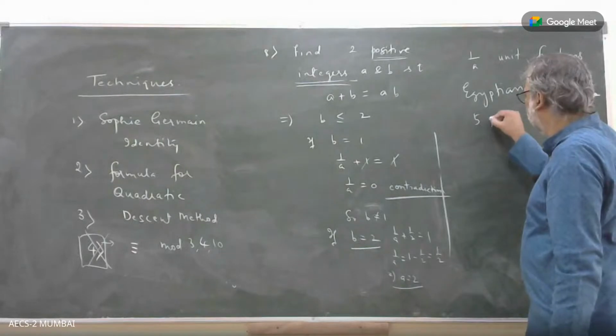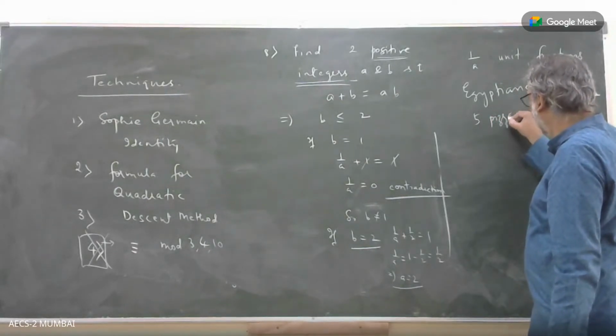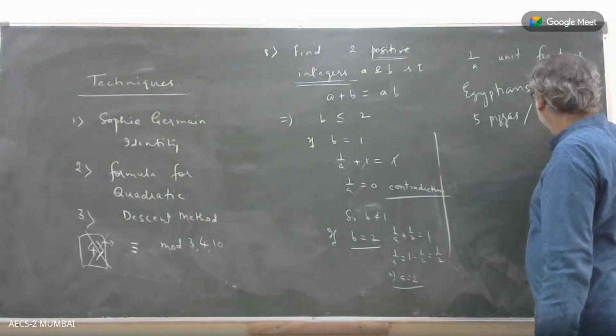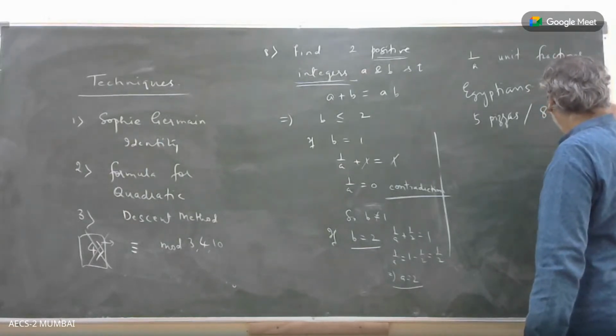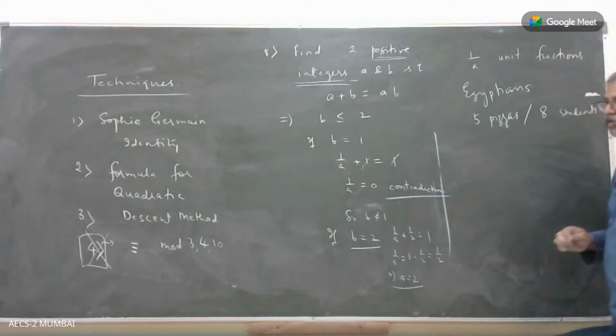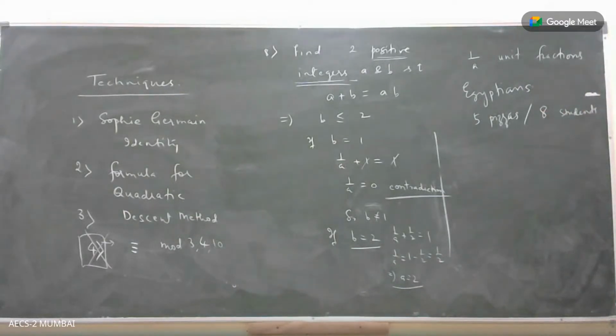suppose there are 5 pizzas in a party and there are 8 students for that party. So how should we divide it? Everyone should get an equal part. So everyone should get 5/8. We have to divide among 8 students equally.